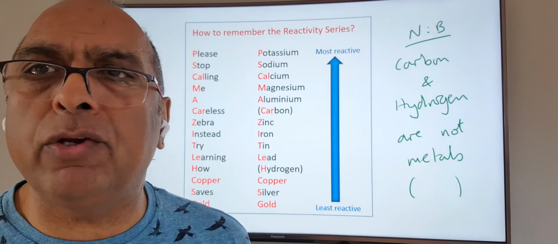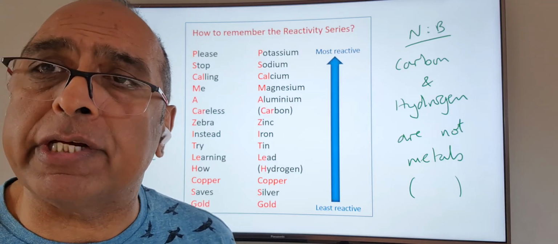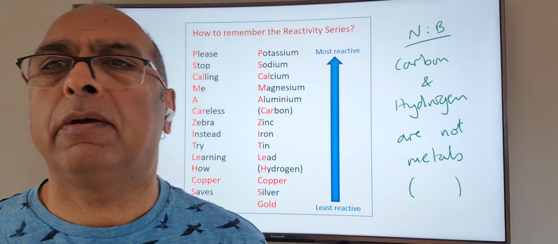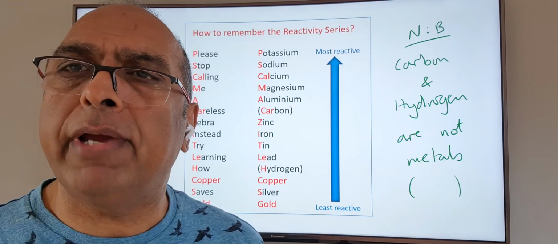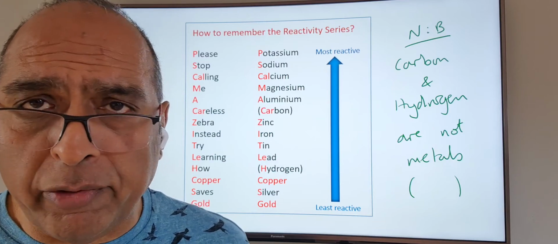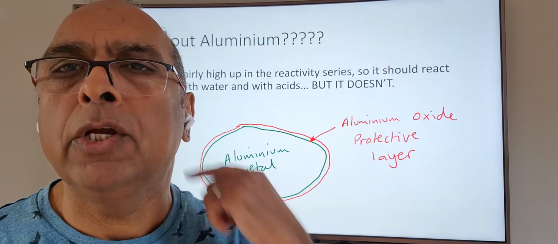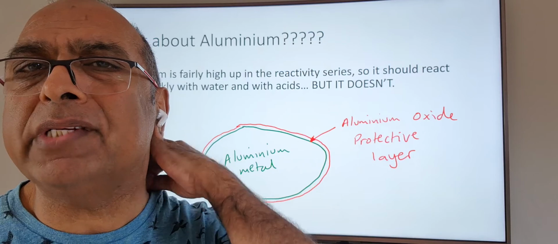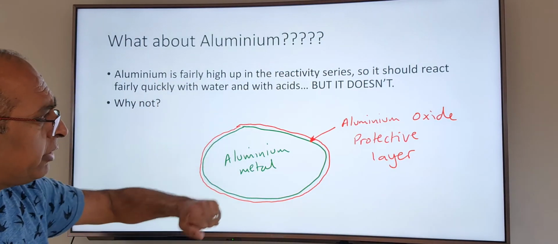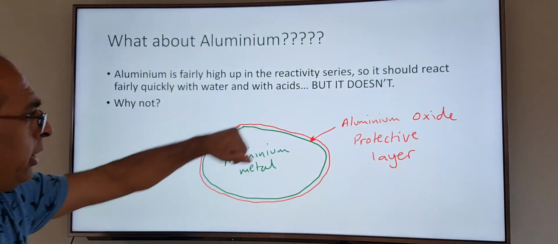And you don't need all of them. You only need a short series like this. And then you'll kind of know which metals will react, which ones won't react. And out of the ones that react, you'll know that some react slowly and that some react quickly. So finally, why does aluminium not react? You expect it to. It's fairly high up in the reactivity series. It should react, but it doesn't.